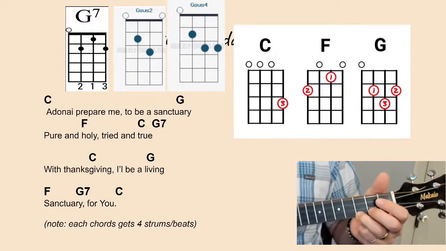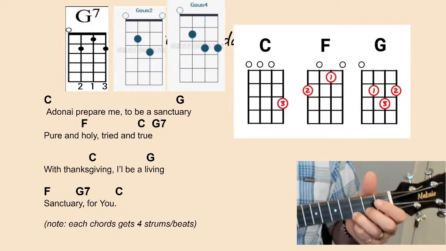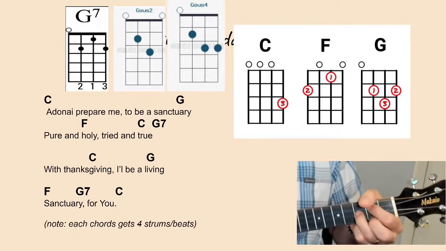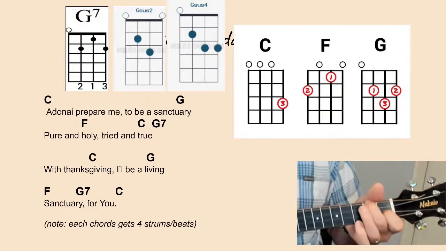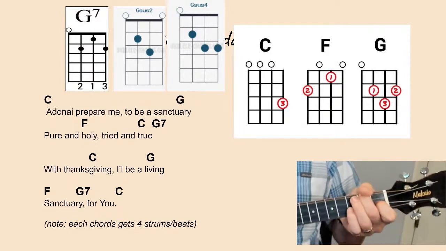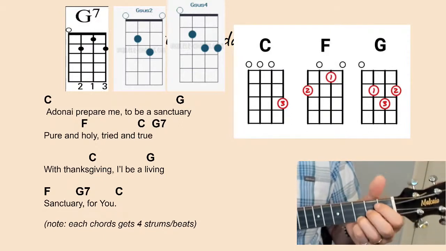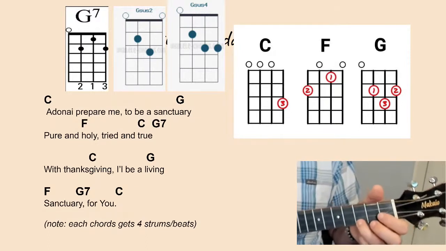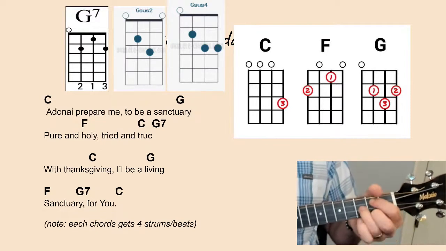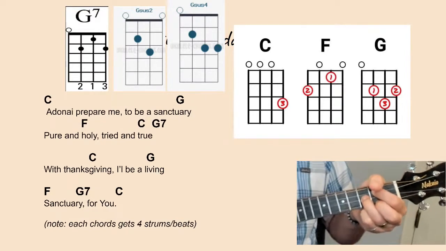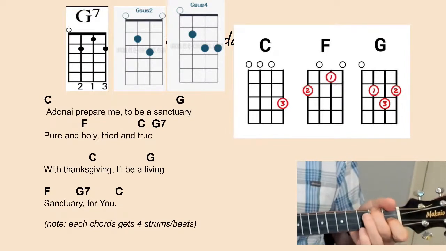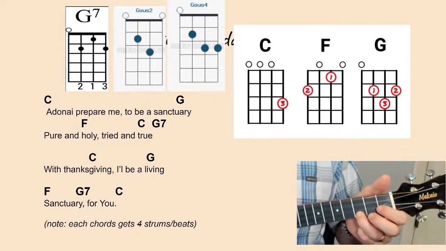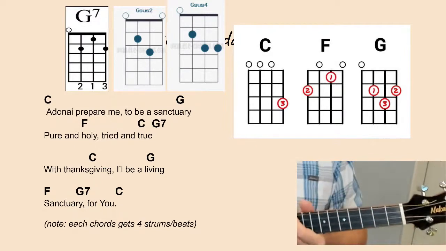Here we go. Why don't I prepare me to be a sanctuary, pure and F, tried and C, and just go to a G. Ignore the 7. With thanks, G, oh, C, sorry, I'll be a G. Now to F, G7, and C. Okay. How'd that feel real quick?